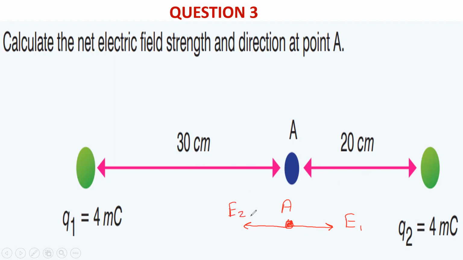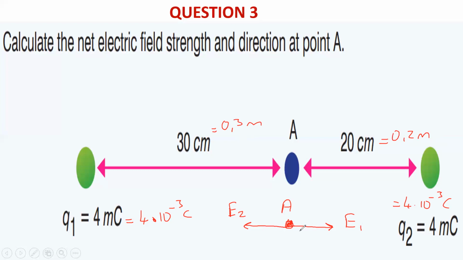From now, what's another important point? Converting units from milli coulomb to coulomb. 4 times 10 to the power of -3 coulombs. So let's write here 4 times 10 to the power of -3 coulombs. What about units? We must convert to meters. 30 over 100 is equal to 0.3 meters. 20 over 100, 0.2 meters. We are going to calculate E1 and E2.